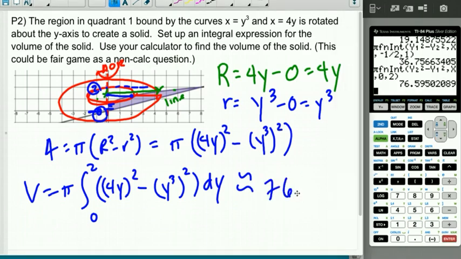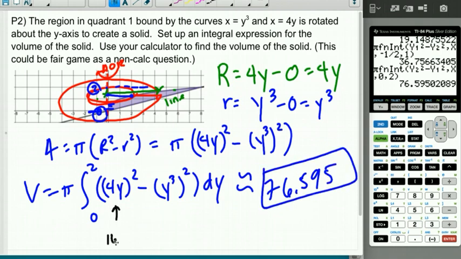So I get 76.595. Again, this is one that by hand would be pretty easy, because this is a 16y squared, and this is a y to the 6th. So this is pretty friendly by hand. So you would be able to do this one by hand without a whole ton of work. It wouldn't be awful, but we're not going to do it here. So you could do this one pretty easily by hand. Some of the others, that's not the case.